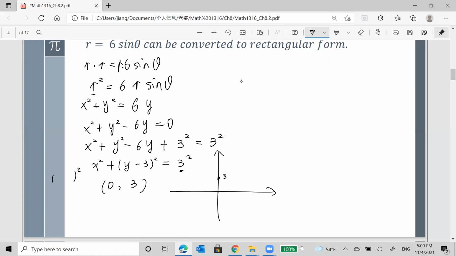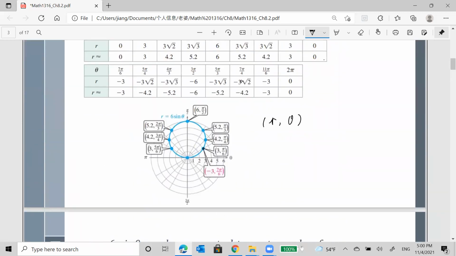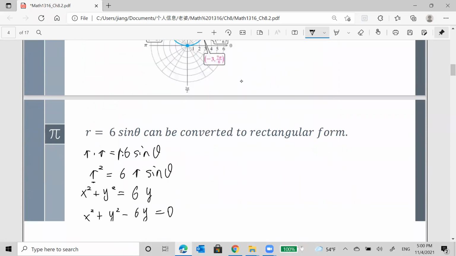The distance from here to here is 3. That means this is the center and this is a radius of 3. I can draw a circle. So this is a circle exactly the same as this one.